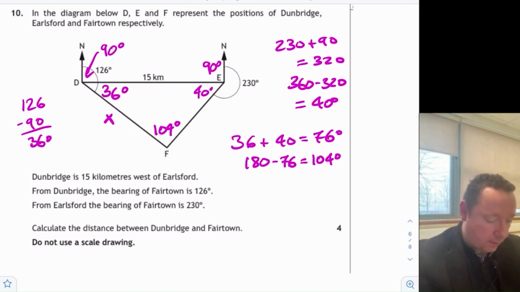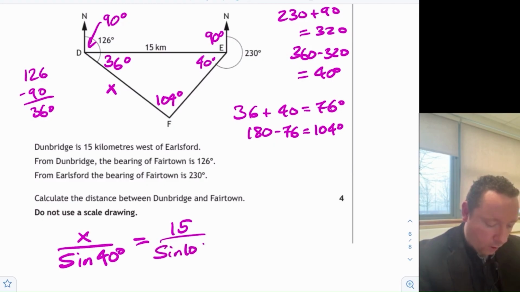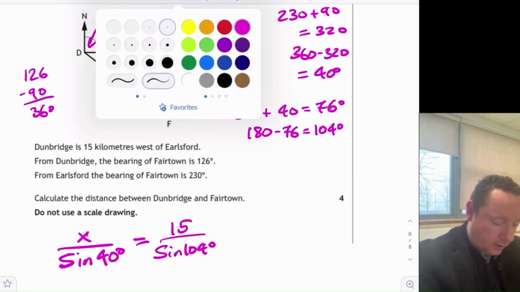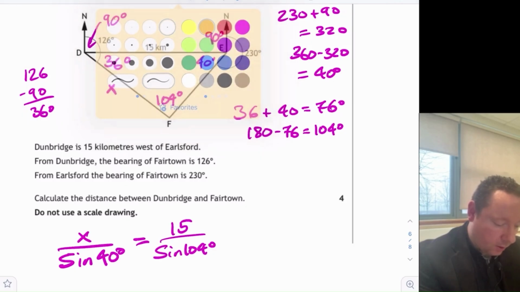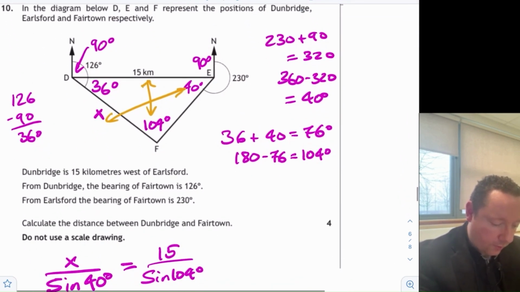So it's x over sine 40, opposites, equals, and then the other side we've got is 15, and the opposite is 104. 15 over sine 104. A nice way to do this in your exam is to maybe get a different colour and just draw a line. These go together and these go together. Obviously the other two would go together as well, but I can't use them because I don't need that.